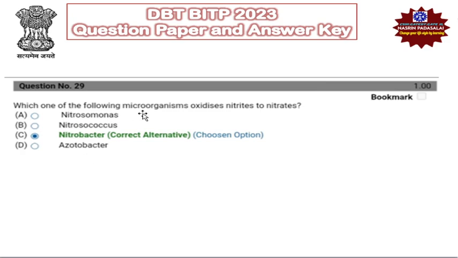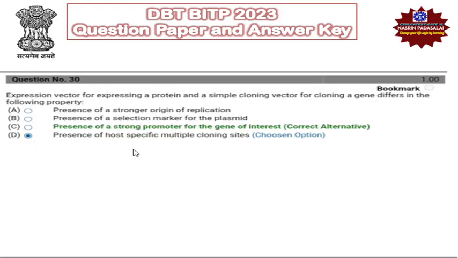Next, which of the following microorganism oxidizes nitrites to nitrate? The correct answer is Nitrobacter. Nitrosomonas is involved in converting ammonia into nitrites, and Azotobacter is called a free-living nitrogen fixing bacteria, where they will be fixing the atmospheric nitrogen in the form of ammonia.